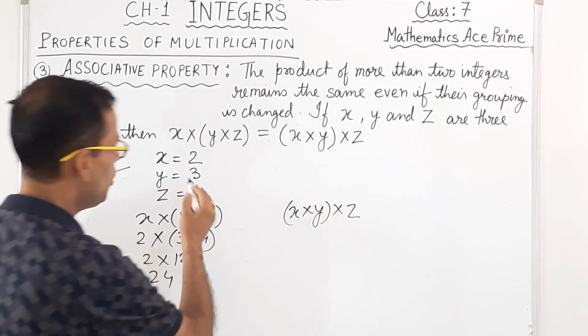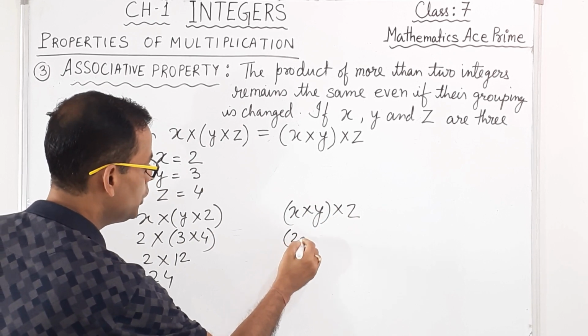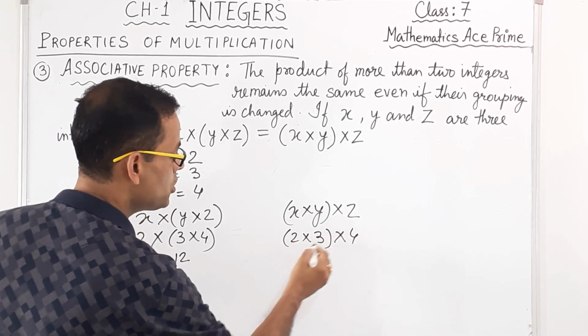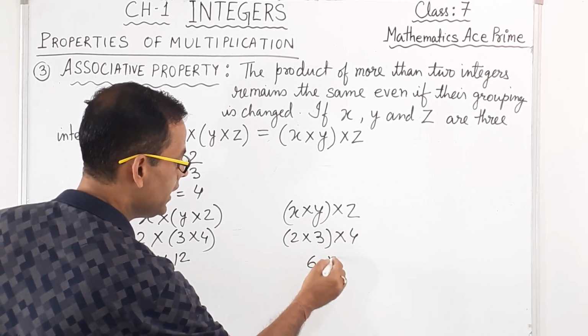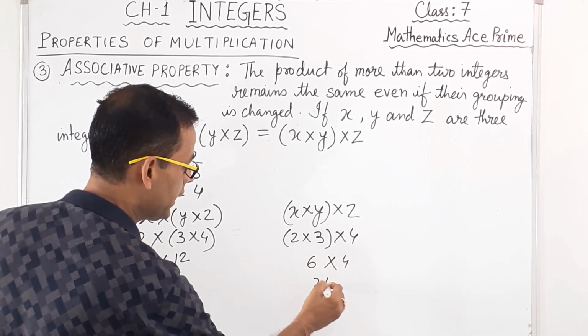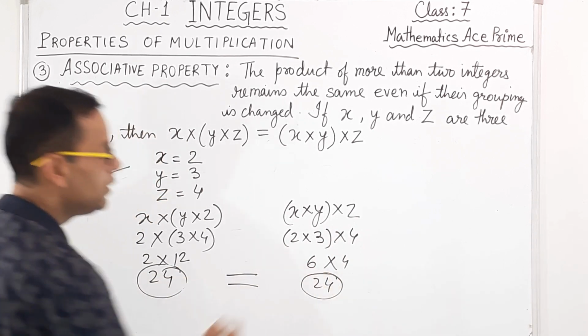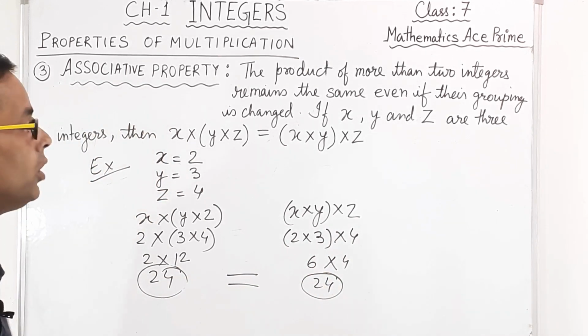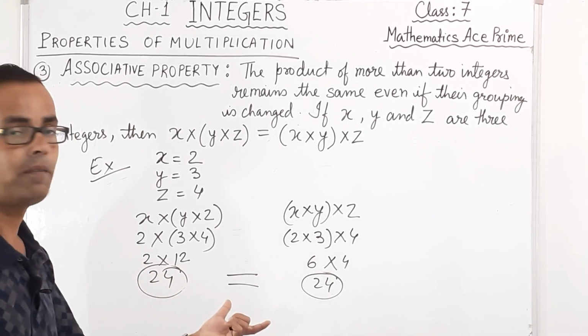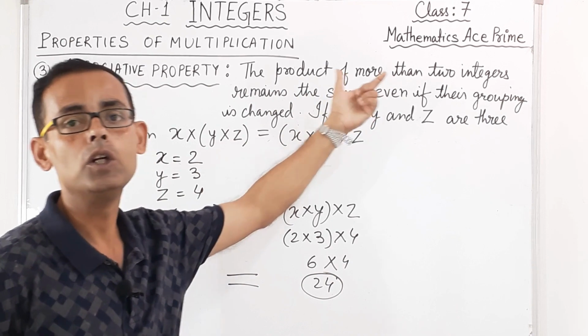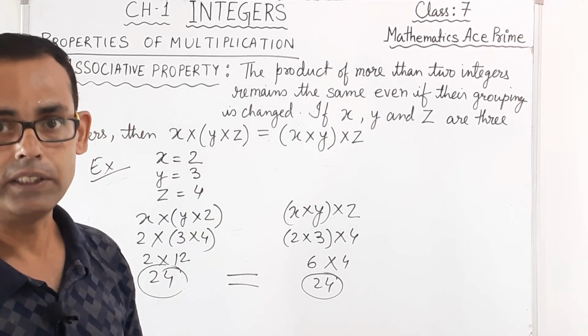So what will you do here? 2 into 3 into 4. So 2 3s are 6 into 4. So what are you getting? 24. So these two are the same. See, here and here. So if you change the grouping also, the result will be the same for the associative property when you are multiplying more than two integers.